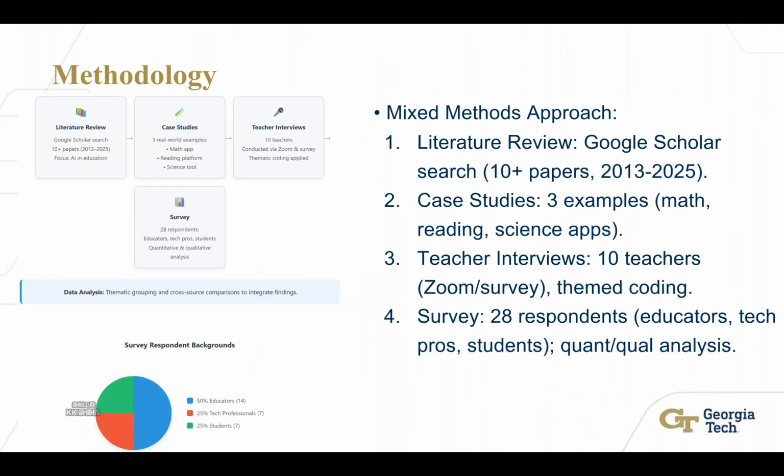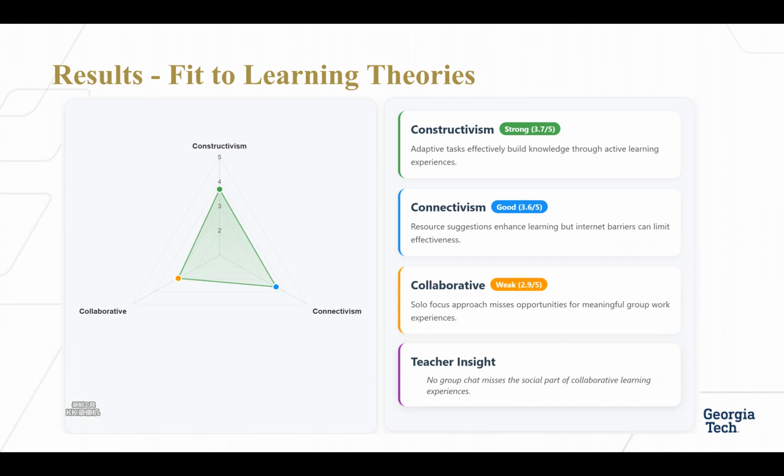Methodology. My approach was a mix of qualitative and quantitative methods. I did a literature review of over 10 key papers from 2011 to 2025. Then I looked at three case studies of AI tools used for math, reading, and science. I also conducted 10 teacher interviews over Zoom and a survey with 28 participants, including teachers, students, and tech professionals. This combination helped me capture both the numbers and the experiences of real users.